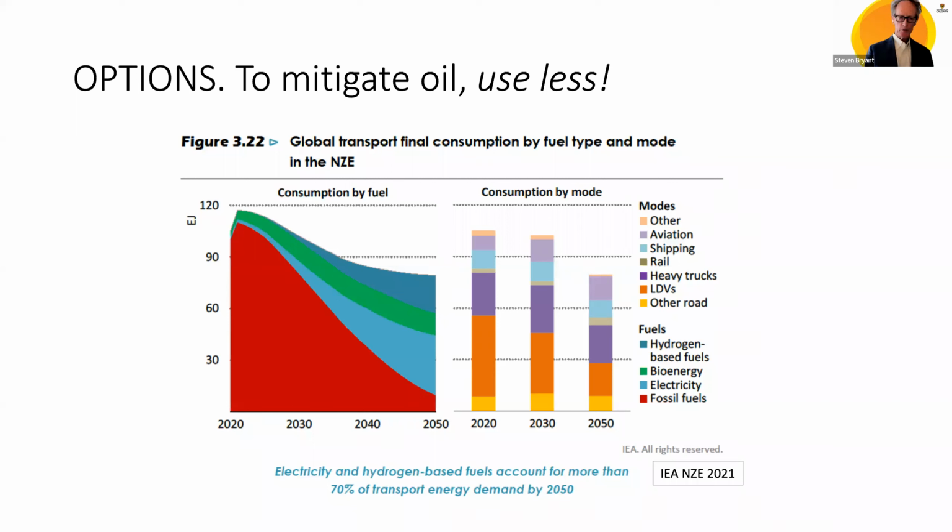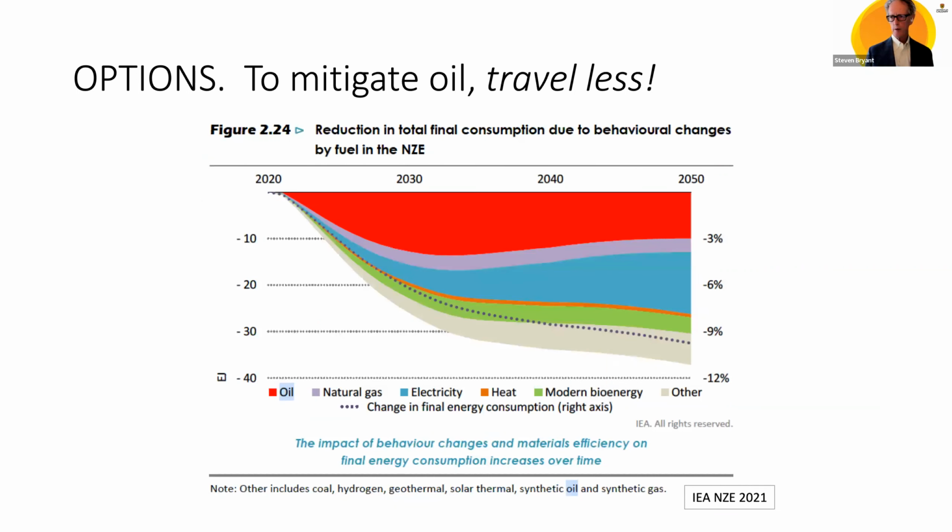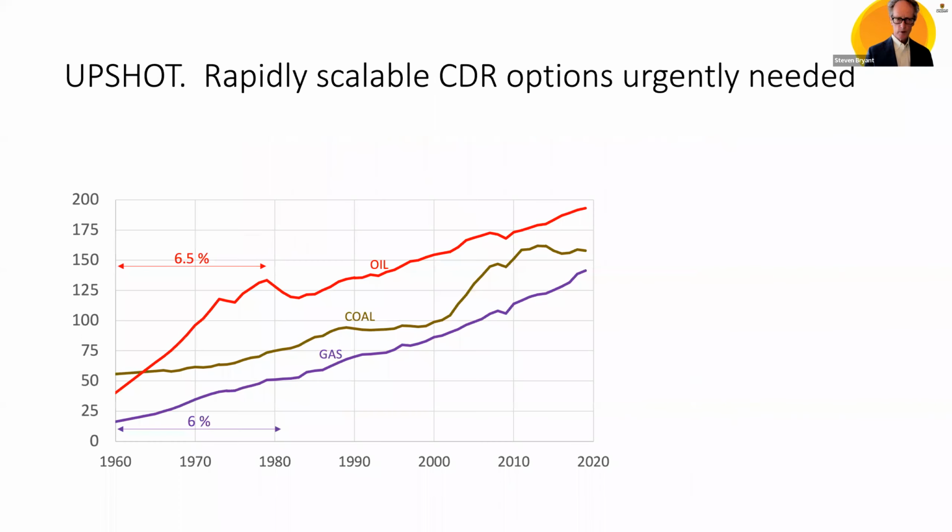The other thing you notice is that the total demand for transportation energy is projected to decrease in this pathway, which is the other way to mitigate oil use: not only use less, but travel less, especially in these early stages of things. You see that red wedge there, that's the oil behavioral changes for using less oil. So those are the only real options that are discussed for mitigating oil emissions.